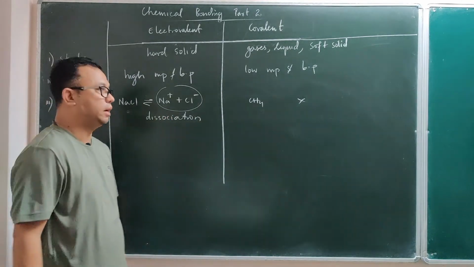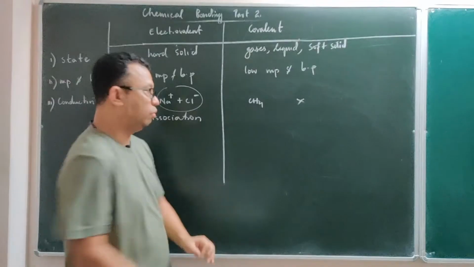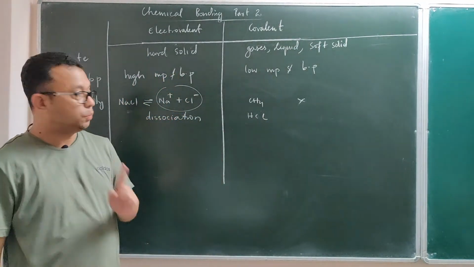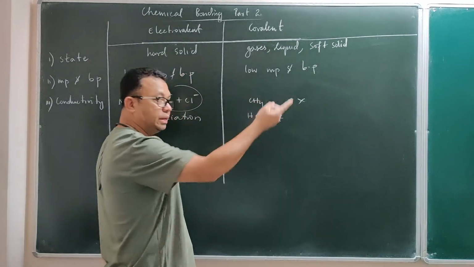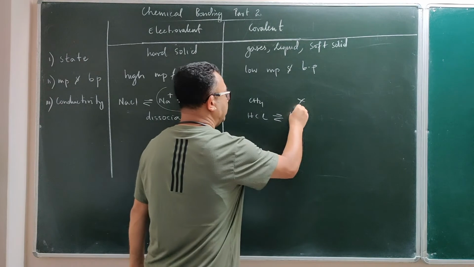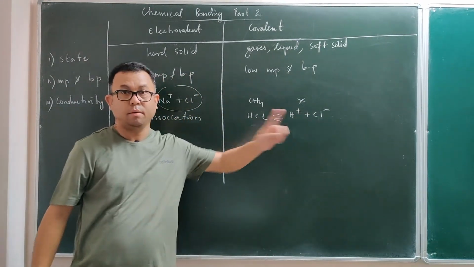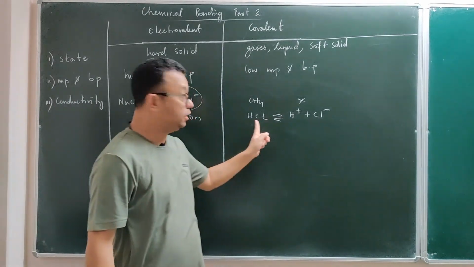But I should again remind you of a special covalent compound, which we call a polar covalent compound, for example HCl. Since it is polar, whenever you dissolve it in water or heat it, it may break into ions. Even though covalent compounds usually don't break into ions, a polar covalent compound can break into ions and start conducting electricity. So the exception is the polar covalent compound.